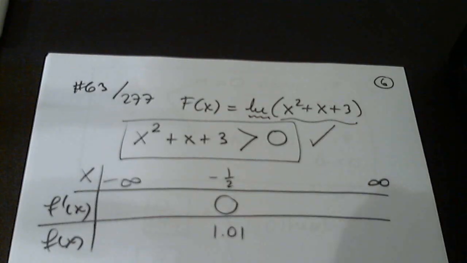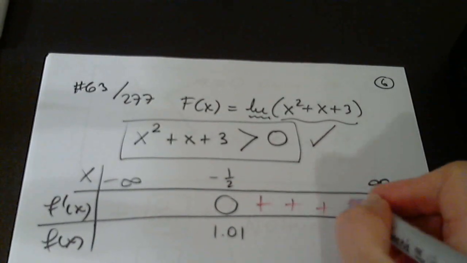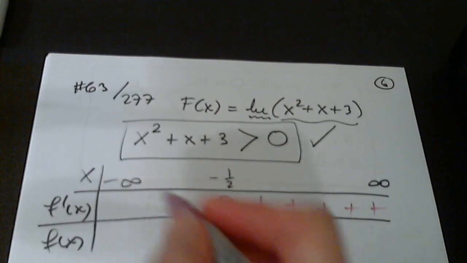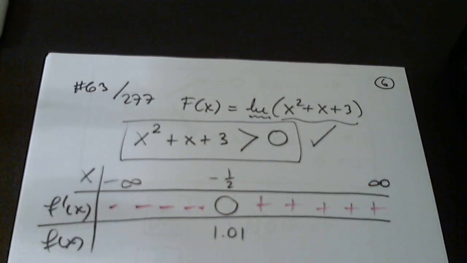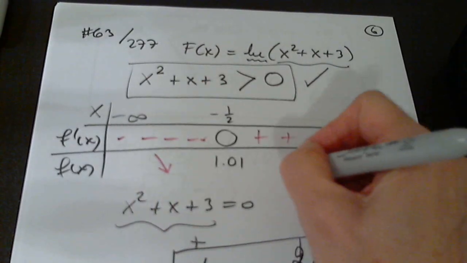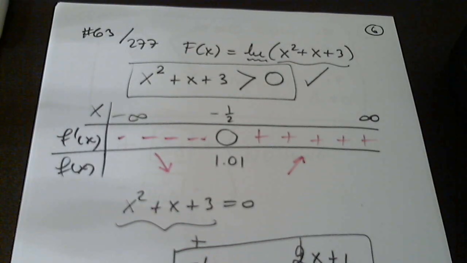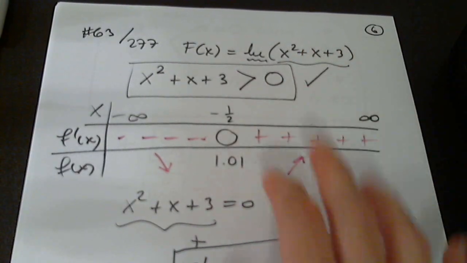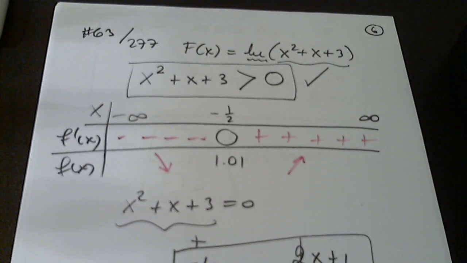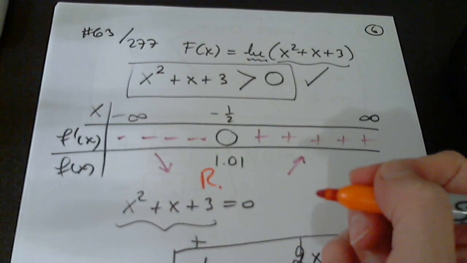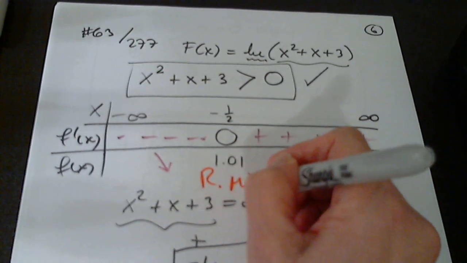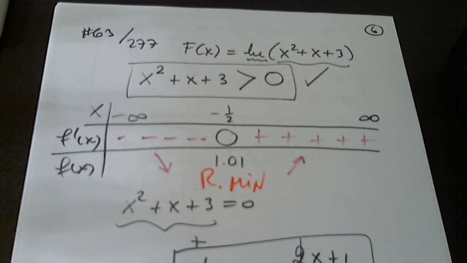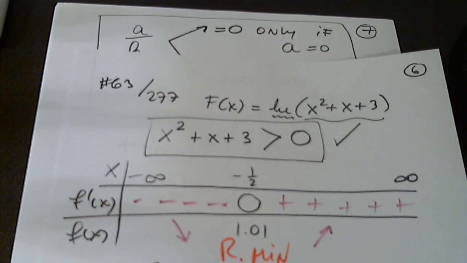If I put in 0, I get positive. If I put in negative 10, I get negative, which clearly indicates this. What type of point is negative 1/2, comma, 1.01 for this function? Relative minimum. Thank you. Very good pick. We needed to see as many functions as possible.